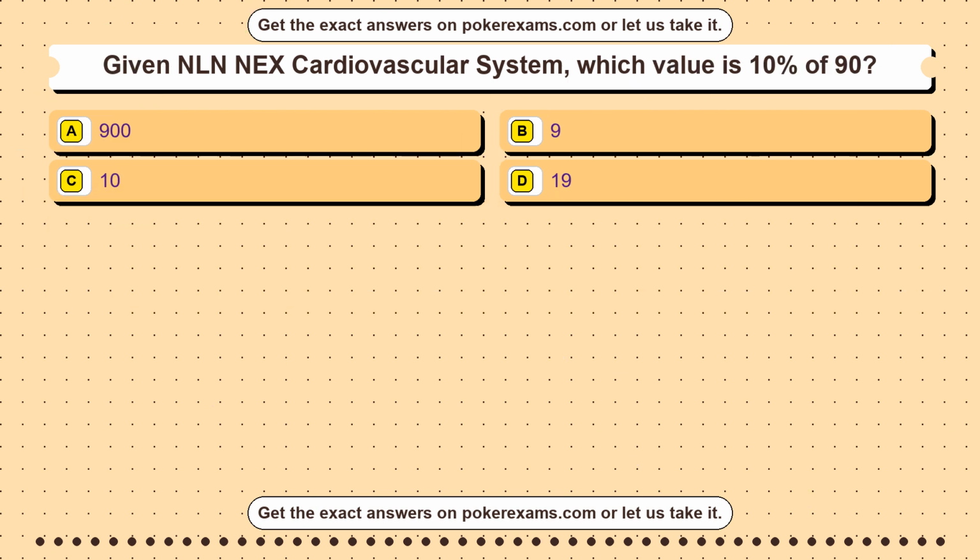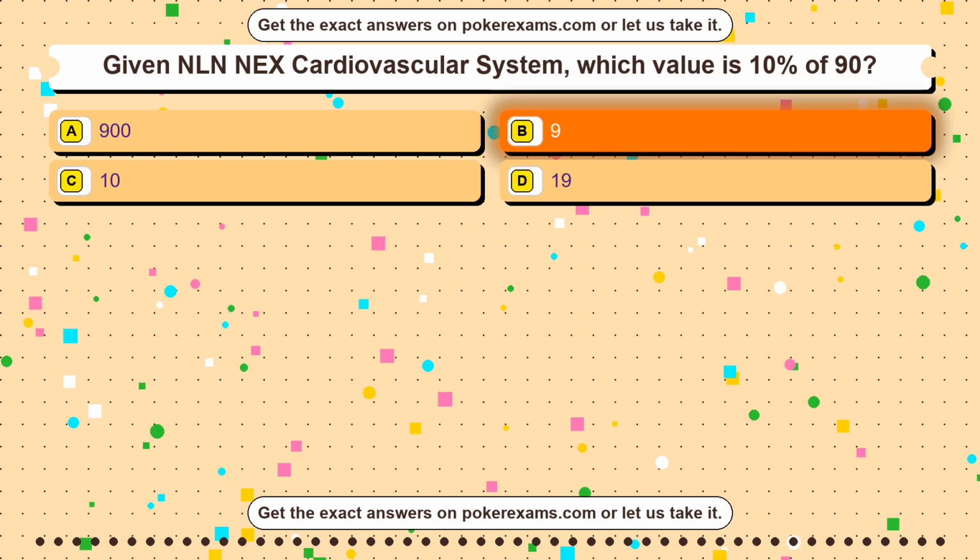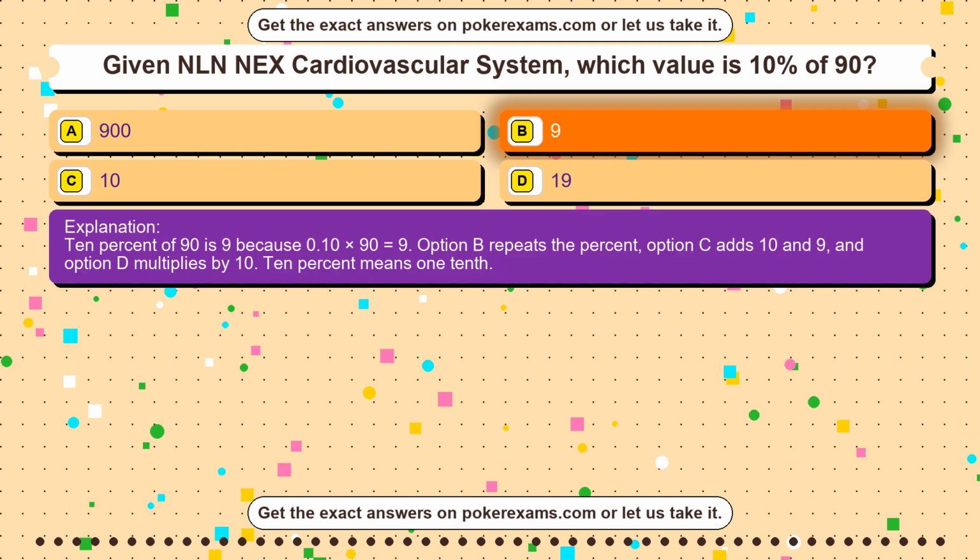Question 8. Given NLN NEX Cardiovascular System, which value is 10% of 90? Option A, 900. Option B, 9. Option C, 10. Option D, 19. The correct answer is option B, 9. 10% of 90 is 9 because 0.10 times 90 equals 9. Option A repeats the percent, option C adds 10 and 9, and option D multiplies by 10. 10% means 1/10.